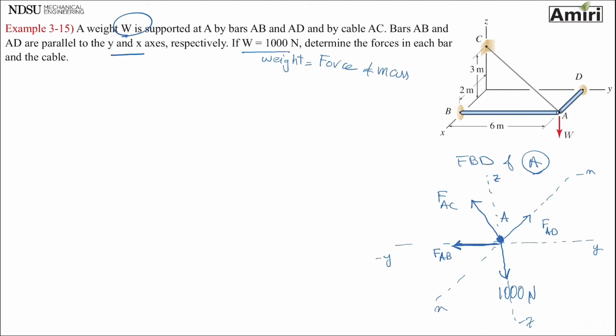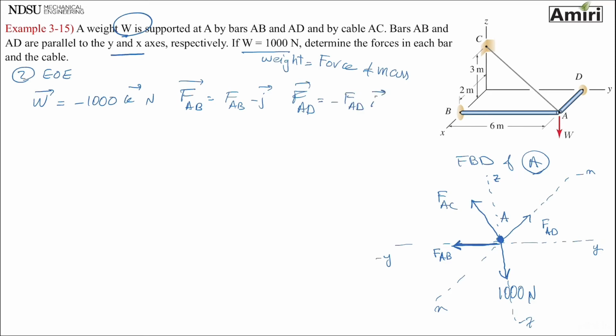So step 2 is equations of equilibrium. Let's get them quickly ready. Okay, so my W, I'm going to do it a little bit quicker here and with less explaining now. FAB pointing minus Y, so it's just FAB minus J. AD is minus FAD I. Doesn't matter, I can put the minus next to the I.